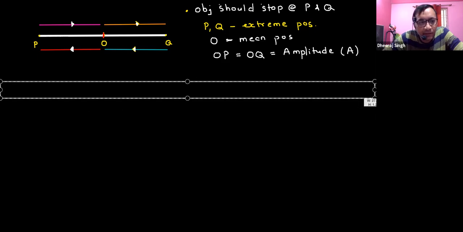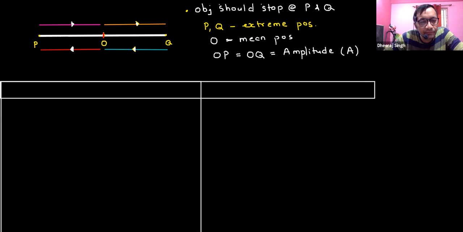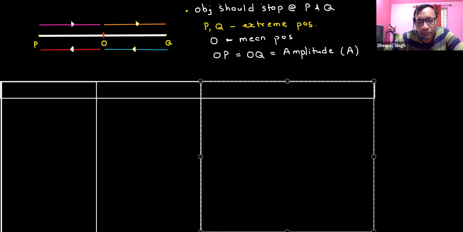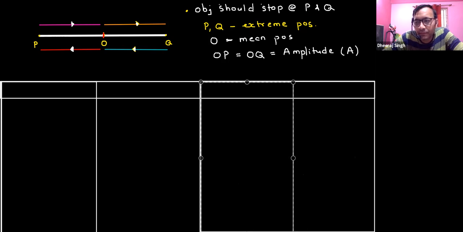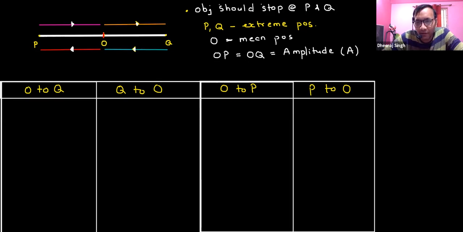So we'll draw a table like this, all of you. Draw it with me. Four columns it should have. Draw it like this. This is O to Q, this is Q to O, this is O to P and P to O. Okay. All we have to do is simply see the directions of the position, velocity, and acceleration only.